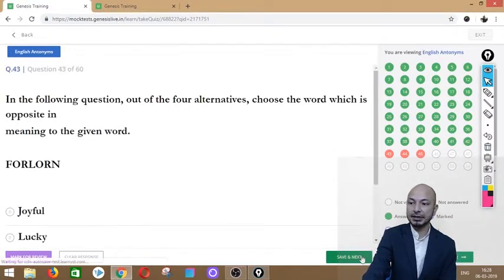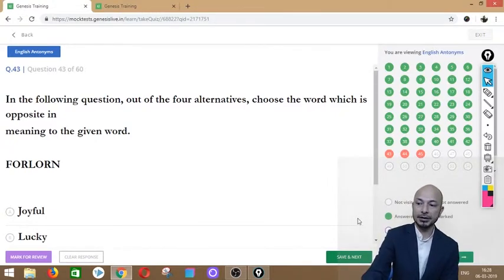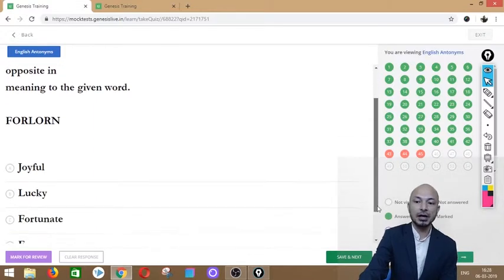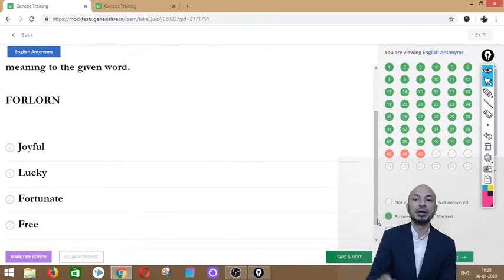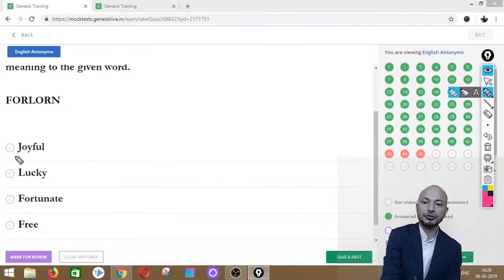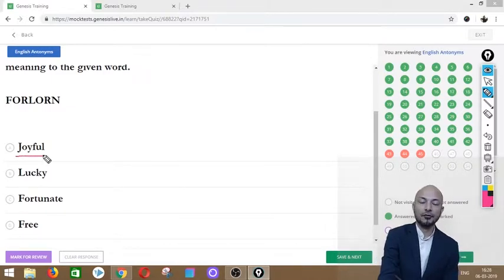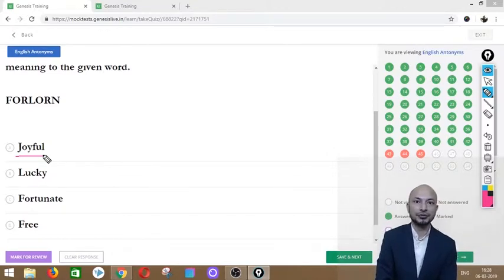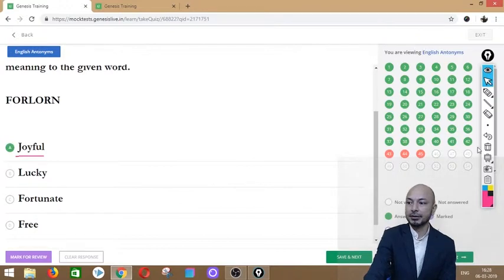So we click next. If we come to question number 43, the word is forlorn, and the options given are joyful, lucky, fortunate, and free. And the closest antonym we can find over here is option A, which says joyful. Forlorn is when you are very lonely and unhappy, abandoned, and joyful is when you're very happy, full of joy. So the closest antonyms we have, option A it is. Click on option A, save and next.